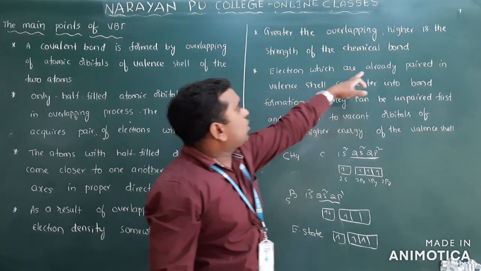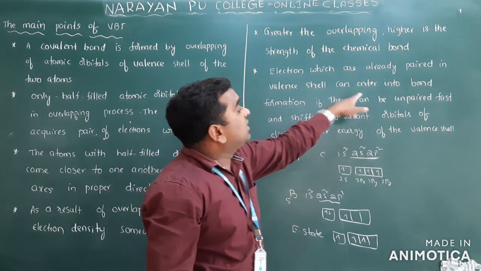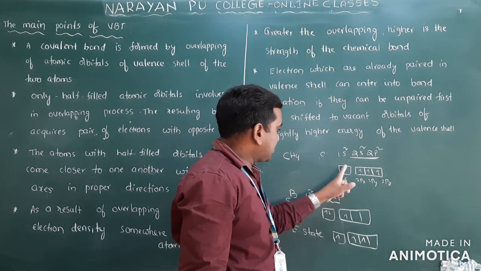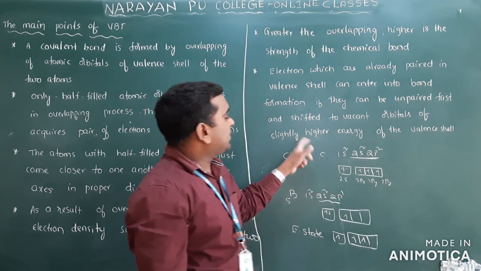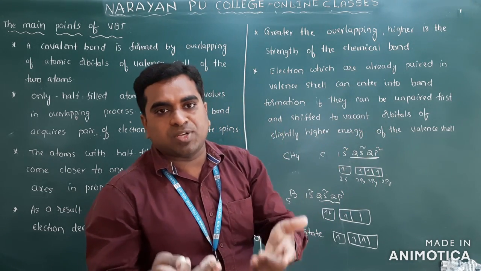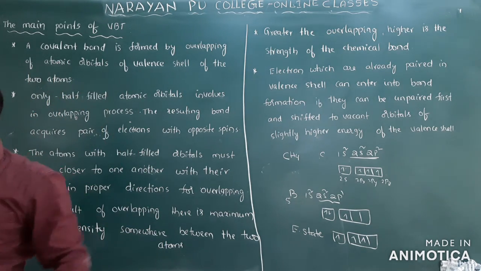That is it. The electrons which are already paired in the valence shell can enter into the bond formation if they can unpair first and shift into the vacant orbital. First they are shifted into the vacant orbital, and only then will they be involved in the overlapping and the formation of the bond. So these are the main points of VBT.